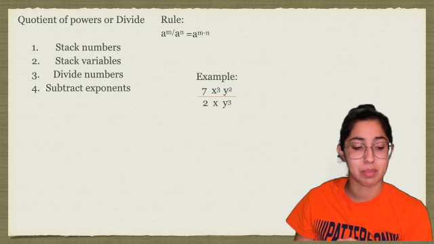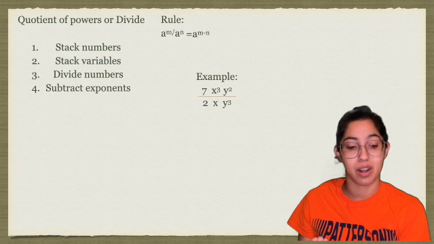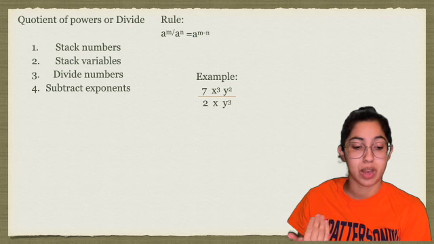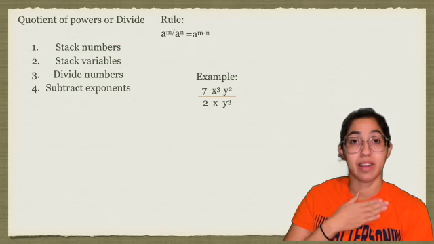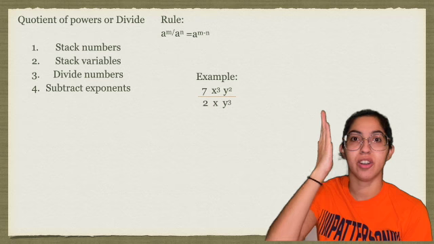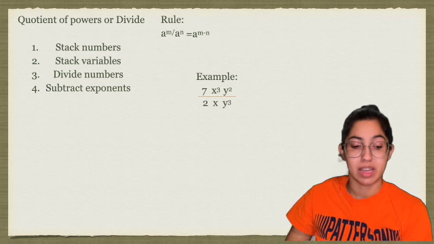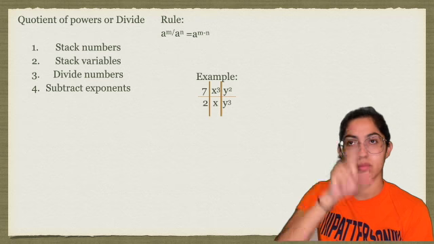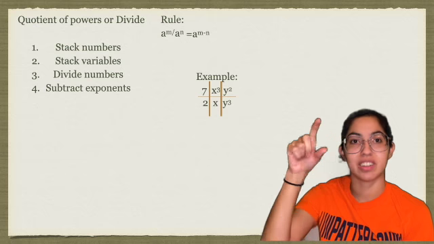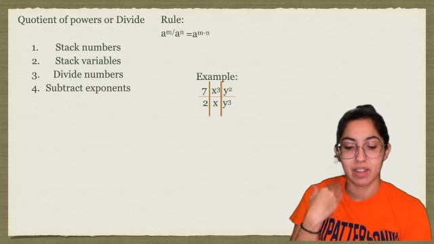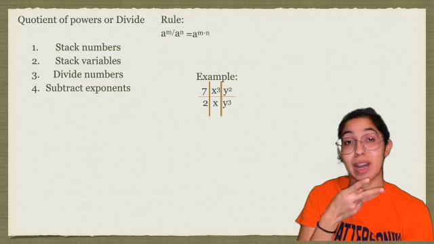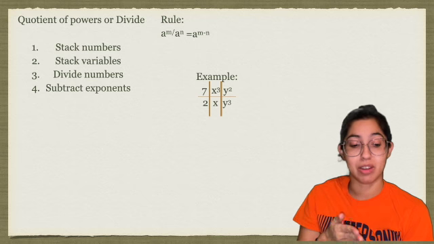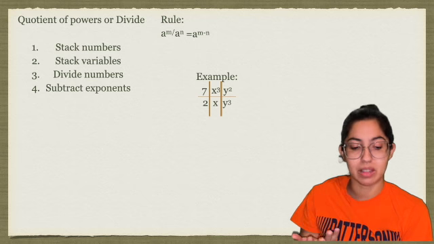So I'm giving an example, 7x cubed y squared over 2xy cubed. So what I like to do is put a divider or a line between each part. That way I know I'm only working with that little fraction at a time. So 7 divided by 2 is already simplified. So either you simplify or you actually divide. 7 divided by 2 is simplified enough, so I can't do anything with that.